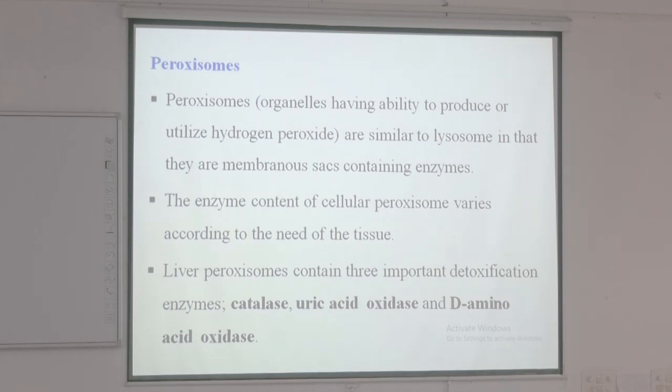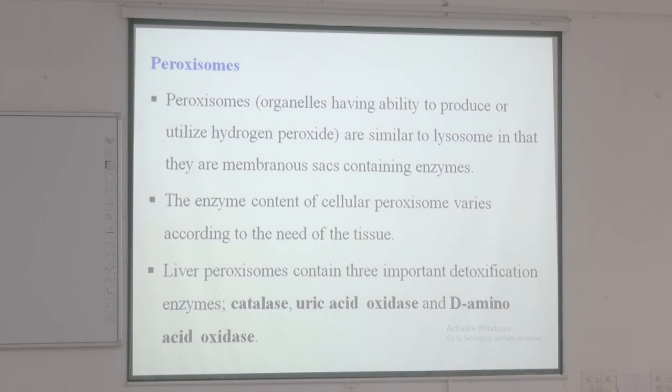If uric acid oxidase enzyme is absent, the person suffers from a disease called gout. In gout, there is deposition of uric acid in the soft tissues. And if D-amino acid oxidase is absent, the person suffers from a disease called Hartnup disease. So all these are important.